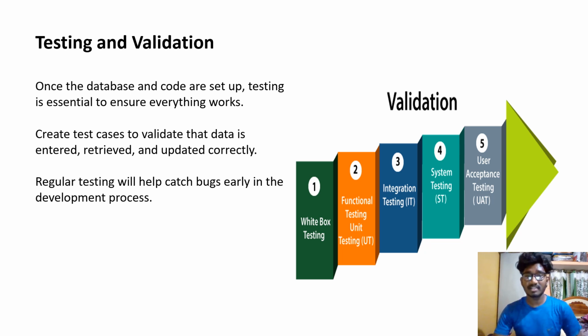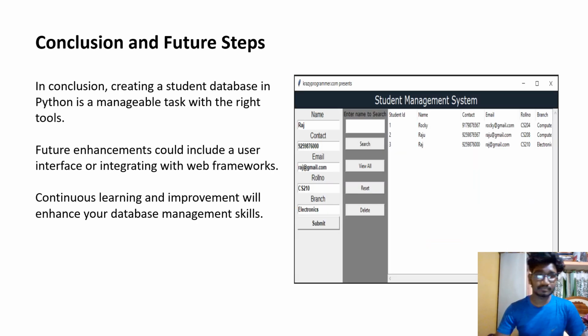So you can see the validation: the first step is white box testing, and the second one is functional testing, unit testing, and the third one is integration testing, IT. Fourth one is system testing, and the last one is user acceptance testing, UAT.